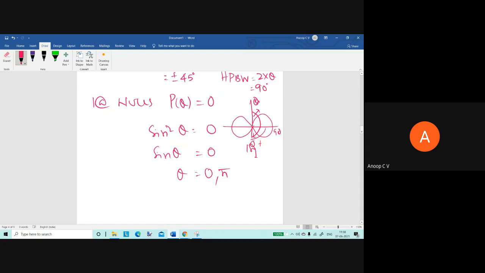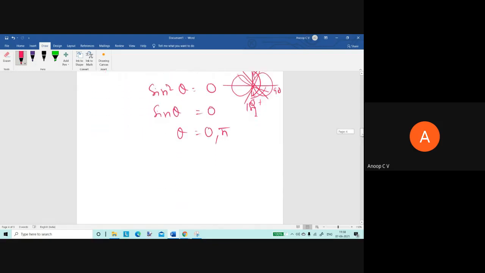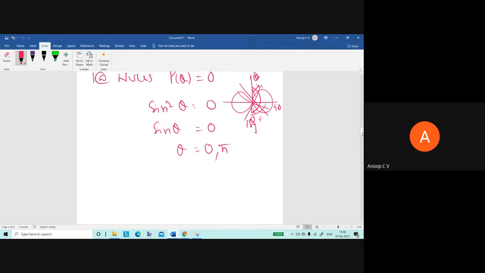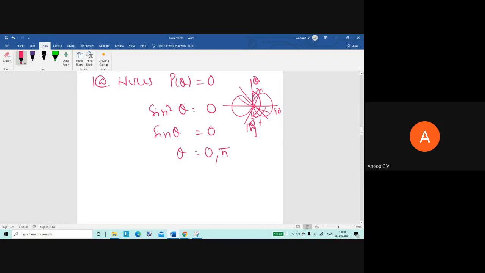Sorry, while drawing I made some mistake, right? So sine square theta is 0 at 0 and 180, right? It happens at 0 and 180. So the beam width will be 180 degree. So the first null beam width, FNBW, will be 180 degree. So this is theta equal to 0, 90, 180.